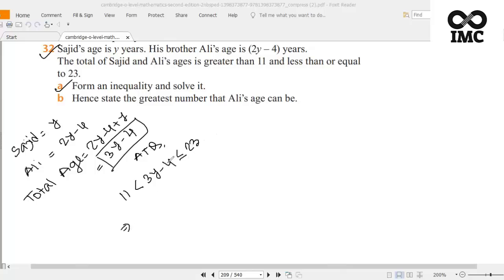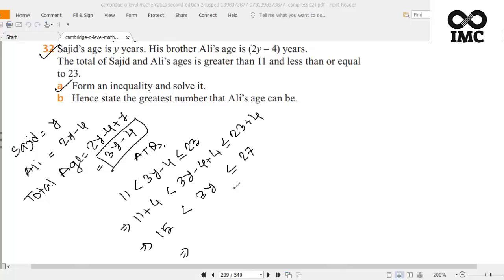At first, we need to remove minus 4. So we need to add 4. So 11 plus 4, 3y minus 4 plus 4, less than or equal to 23 plus 4. So 11 plus 4 will be 15, and 3y is less than or equal to 23 plus 4, which is 27.